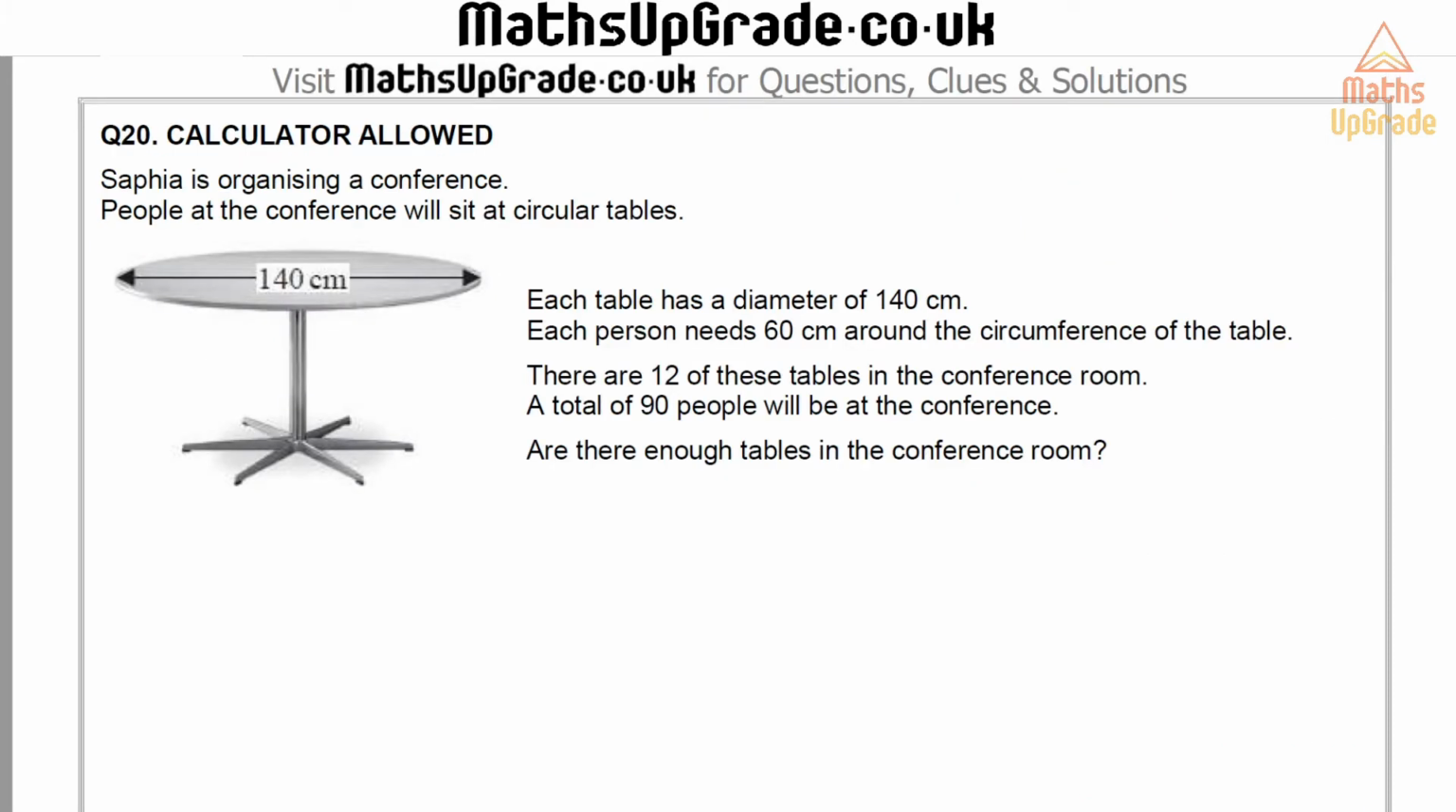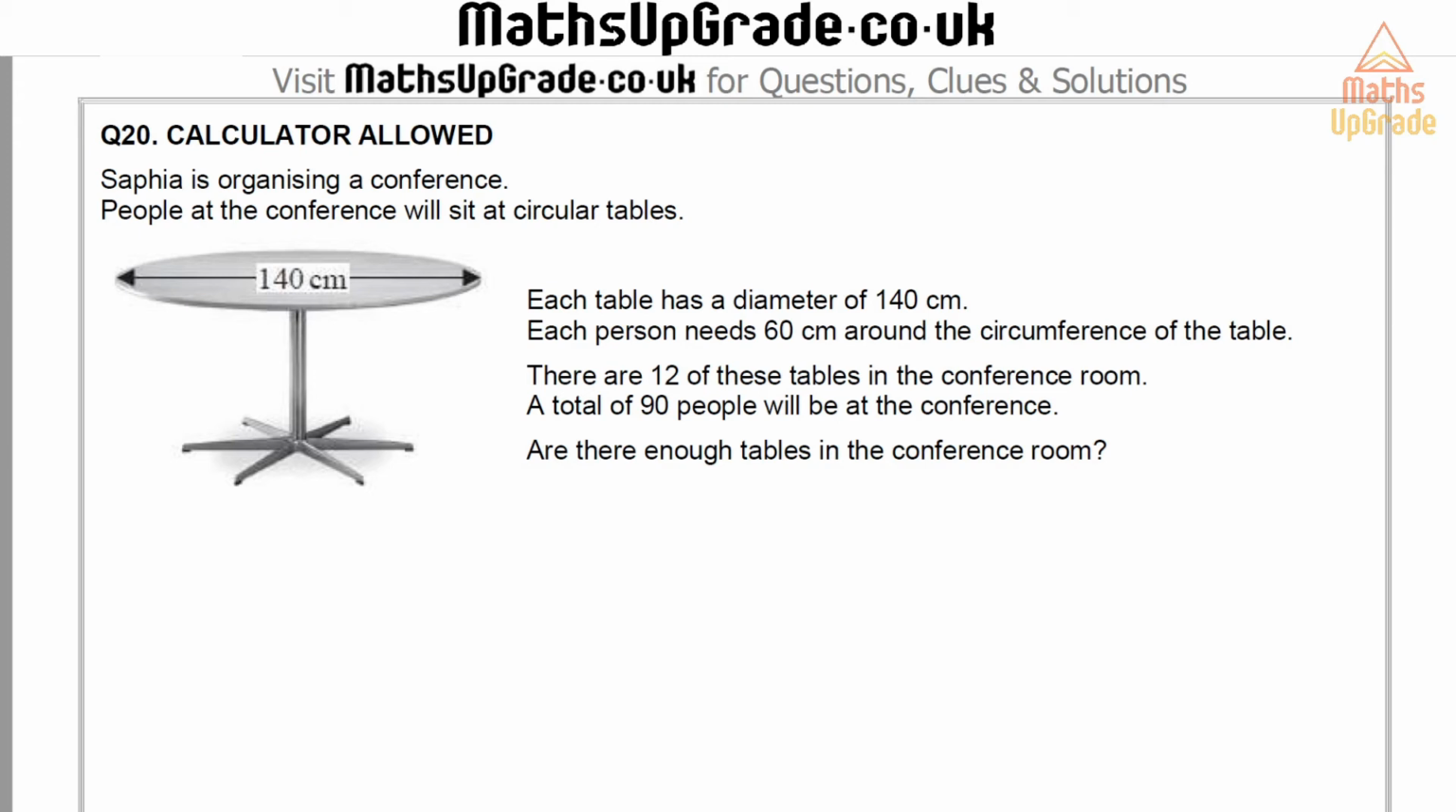Question 20. Sophia is organising a conference. People at the conference will sit at circular tables. Each table has a diameter of 140 centimeters. Each person needs 60 centimeters around the circumference of the table. And there's 12 of those tables in the conference room. A total of 90 people will be at the conference. Are there enough tables in that conference room?